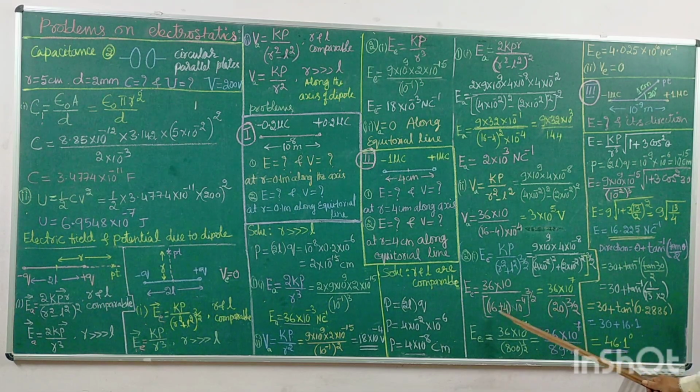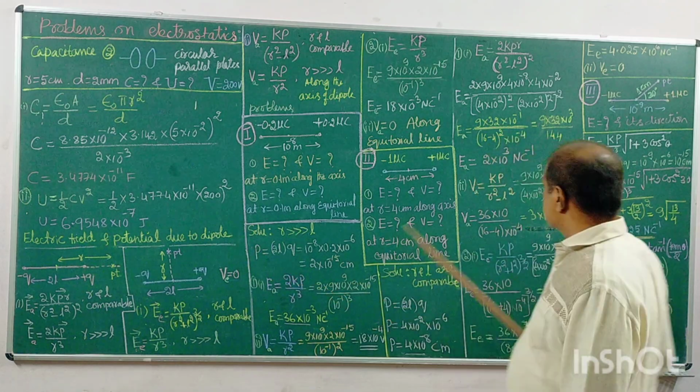Again simplify, that is 20 to the power 3 by 2. Simplify 36 into 10 to the power of 7 over 20 to the power of 3 by 2. First 20 to the power of 3 is 8000, and 1 by 2 means square root of this. Divide, this gives this value, almost 4. That is, the electric field at the point along the equatorial line is 10 to the power of 6 Newton per Coulomb. This is one case for this data.